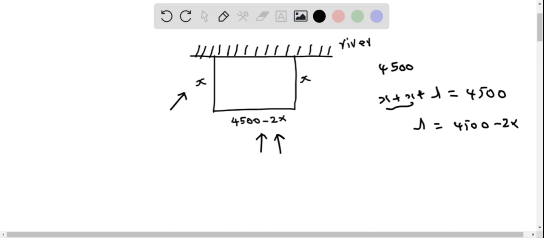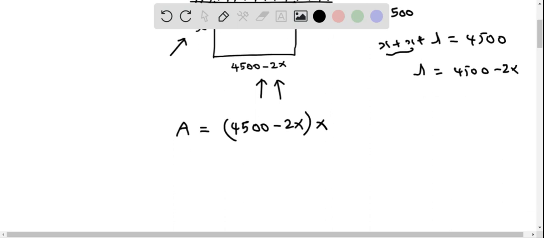Now let's write the equation for area. The equation for area equals length times width. So we can write this as (4500 minus 2x) times the width, which is x. Let's simplify this. I'm going to write this area in function notation, that is A of x, which equals, distributing the x, 4500x minus 2x squared.